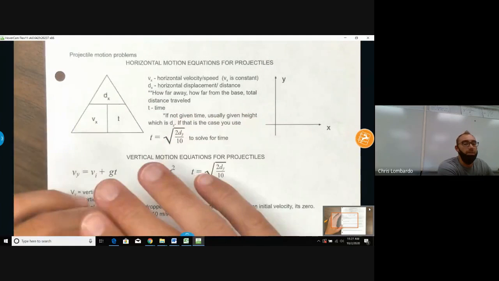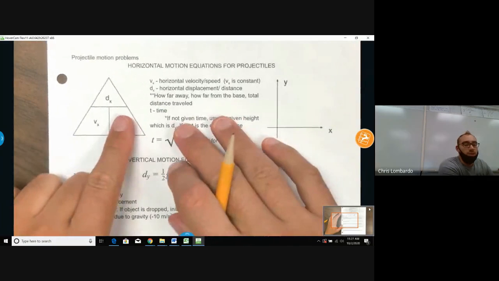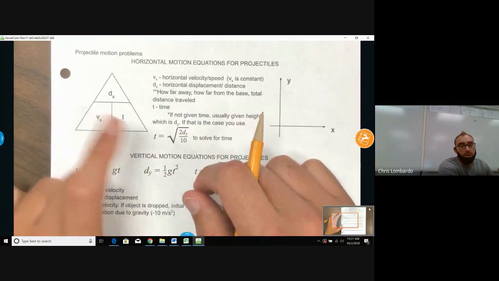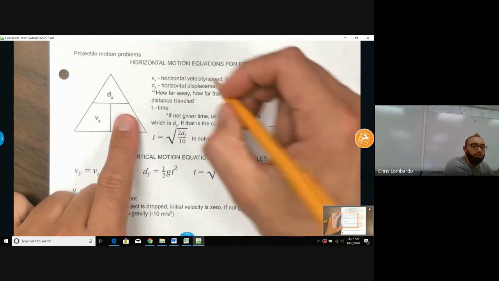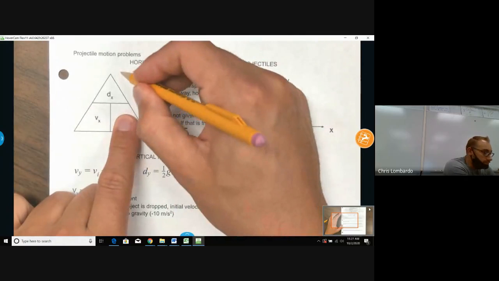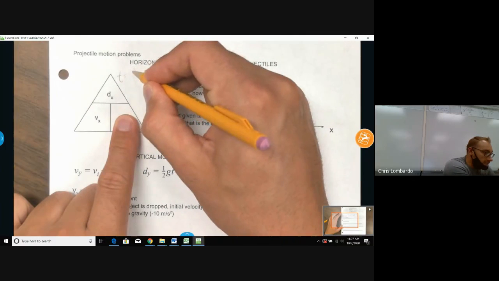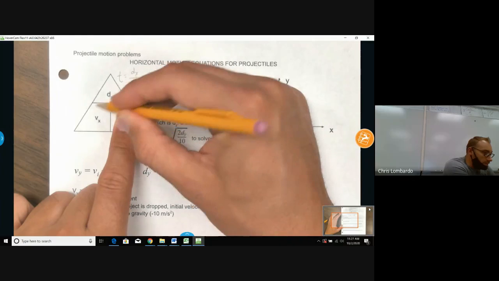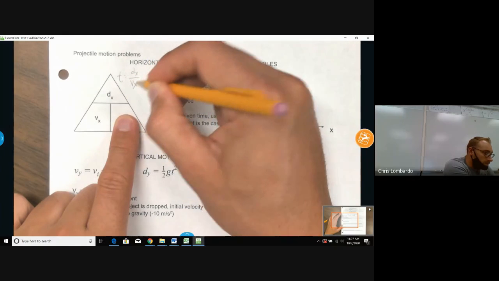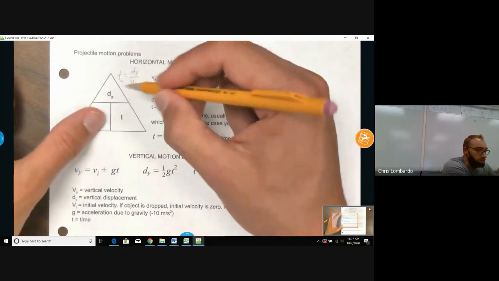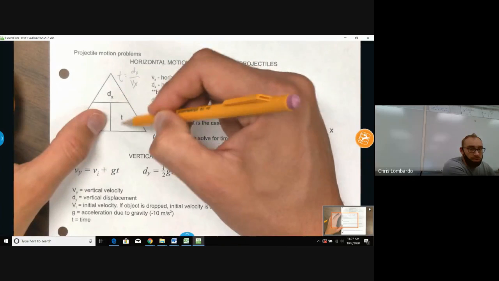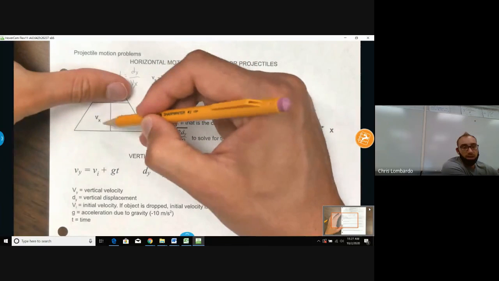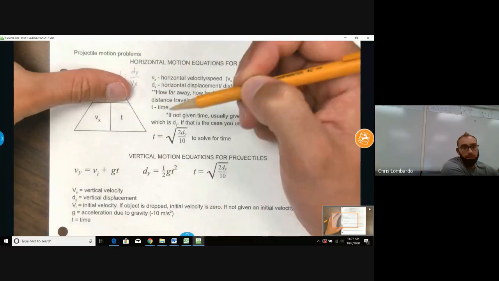T is time. Now, how we use the triangle again: cover up the variable you're looking for. If I'm looking for t, covering that up, what does t equal? dx over vx. If you're looking for vx, it's dx divided by t. If you're looking for dx, it's vx times time.